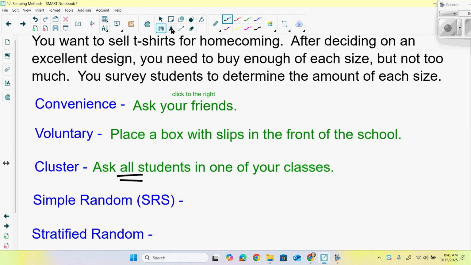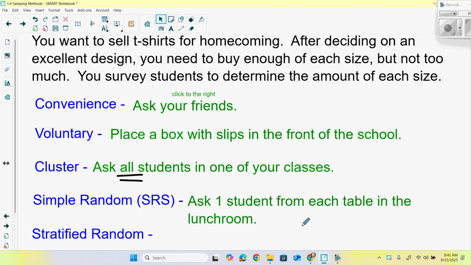Simple random, this is again one of our good ones here. We asked one student from each table in the lunchroom. Assuming all students go to the lunchroom, you've got the whole population down there, and then you randomly go to each table. Obviously, a table might have some bias to it, or some groupings that aren't very random because people are sitting together that they want to.